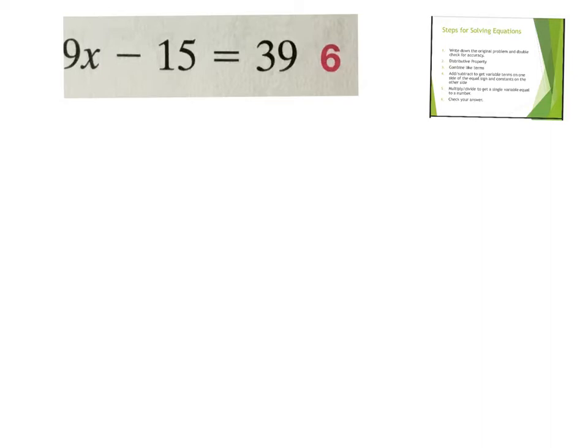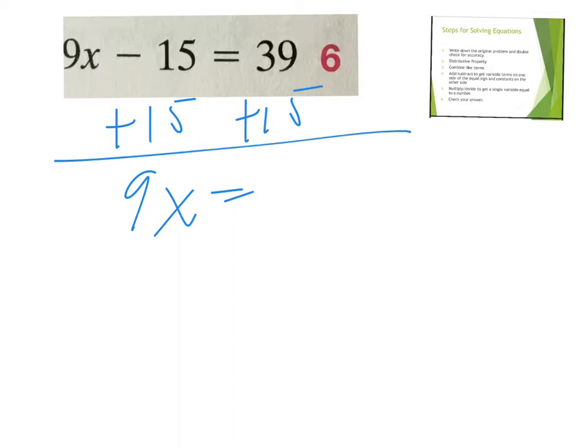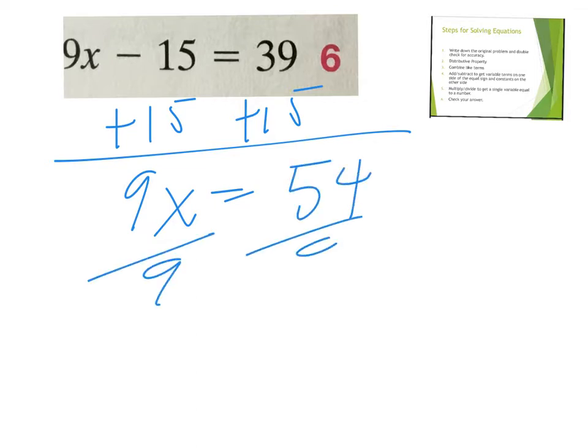Alrighty, on here, start out again. Did you copy down correctly? Notice I did include the answer for you, by the way. Add your 15 to both sides. 9x equals, well, 39 plus 15. Let's see, what is that going to be? 54. Divide off that 9, and x is 6. x is 6, regular 6.